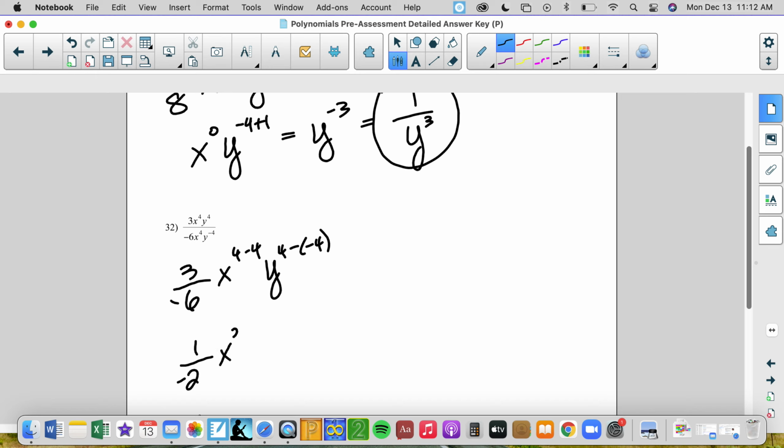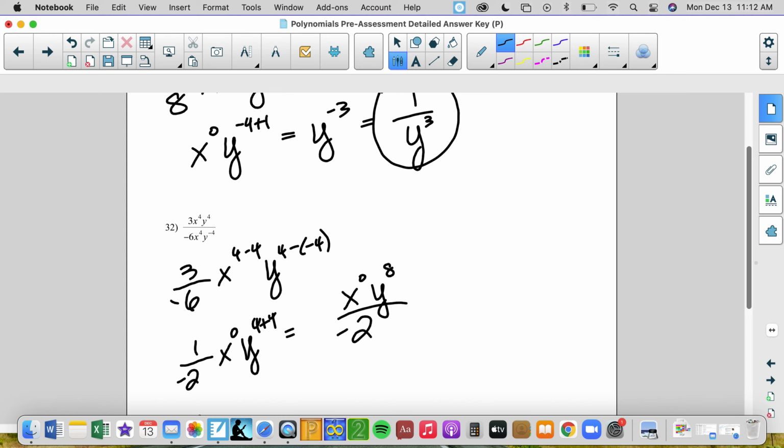X to the 4 minus 4 is 0. Y to the 4 minus 4 is 4 plus 4. So that is, we're going to put this in the numerator over negative 2. Notice the 1 dropped off because I wouldn't want a 1 up there. And then x to the 0 is equal to 1. So that's still going to give me y to the 8th over negative 2. Also a little bit of a tricky one.